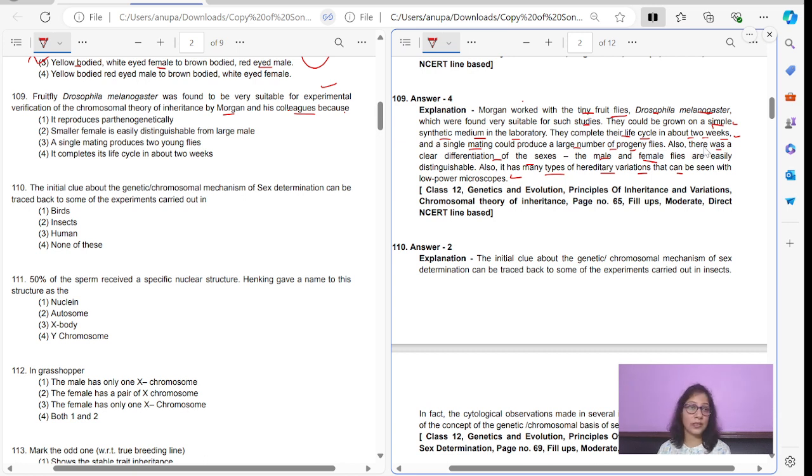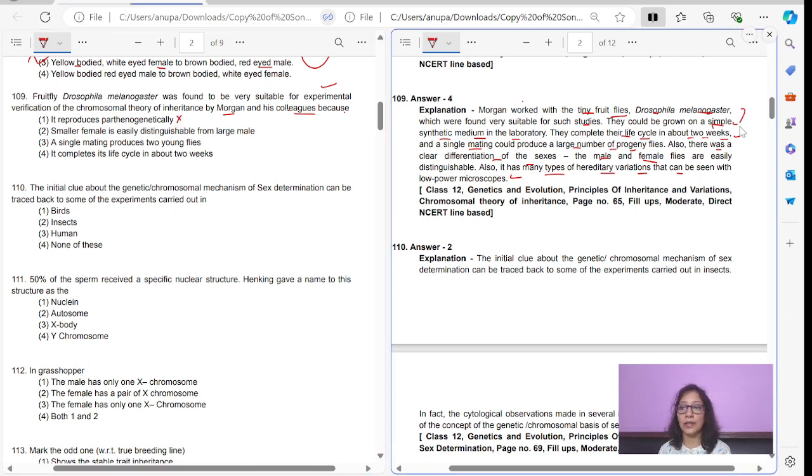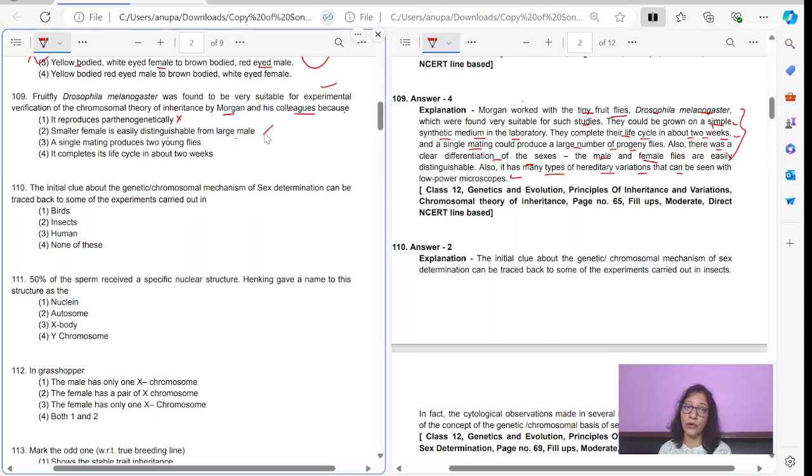Now let's see the options. The first option is it reproduces parthenogenetically. This is not the reason. It is not mentioned anywhere. Next, smaller female is easily distinguishable from large female. This is wrong because females are large and males are small. Next is a single mating produces two young flies. This is also wrong because a single mating produces many young flies.